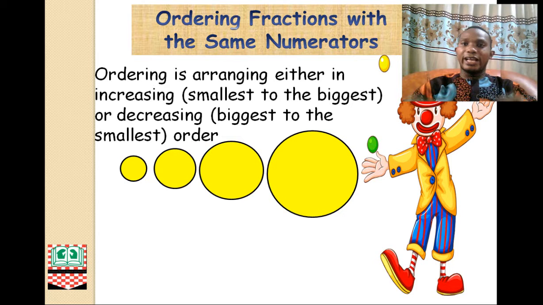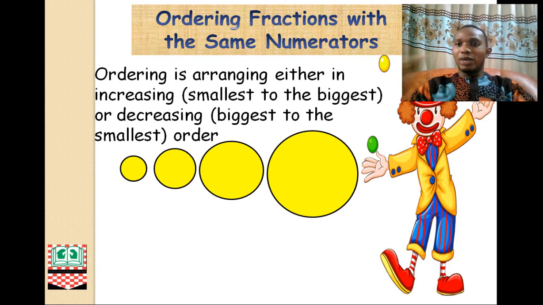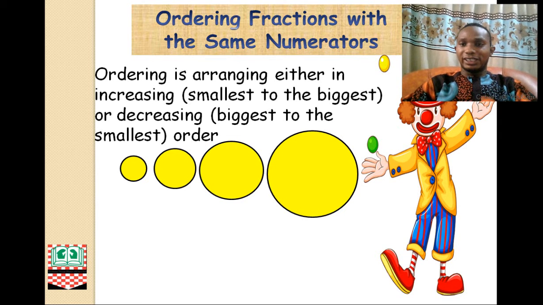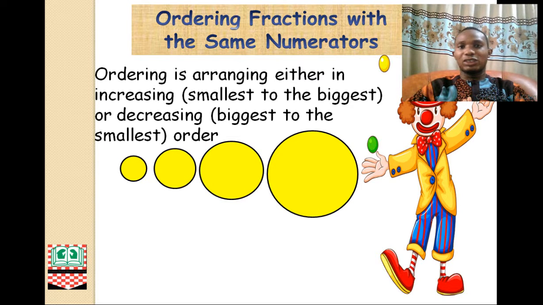It's either arranging something from the smallest to the biggest, or from the biggest to the smallest. Then we can see the circles there arranged from the smallest to the what? Biggest. When it's arranged from the smallest to the biggest, that means it's in increasing order. And when it's arranged from the biggest to the smallest, it is what? Decreasing order. Right?